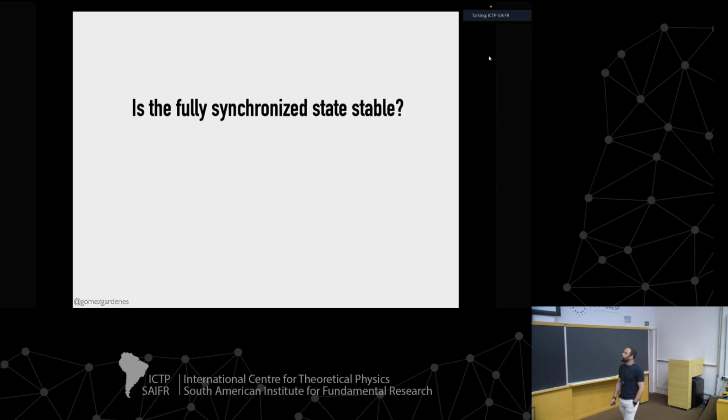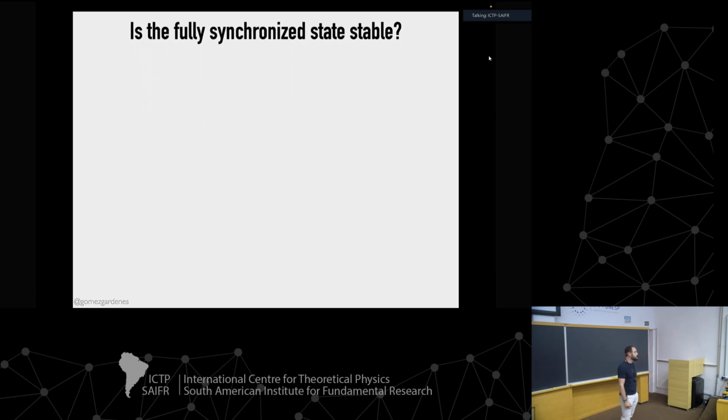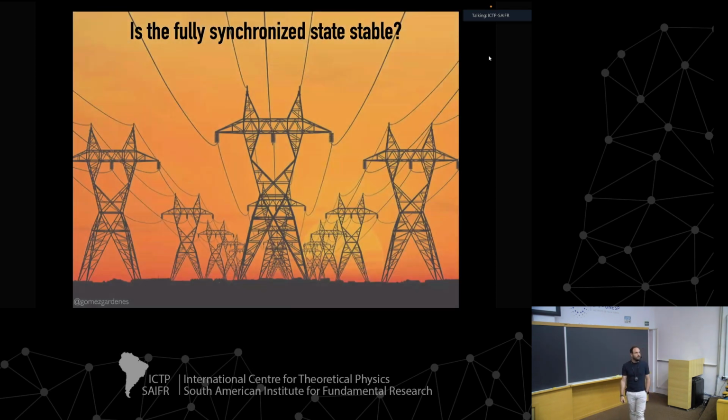This question is really, really important for many systems, but especially for one which is not the brain, okay? It's not only the brain. It is, for instance, the power grid, okay? If we have a power grid, we need all these generators and all these transforming stations to be synchronized in order to have a proper operation of the system. In fact, if there is a disruption, the problem is to have the network operative again, because of synchronizing all the nodes of the network.